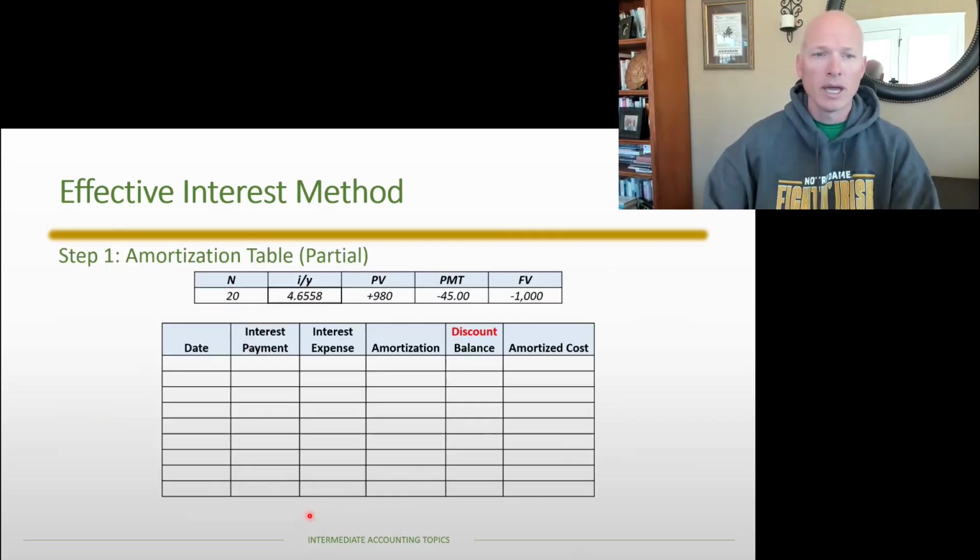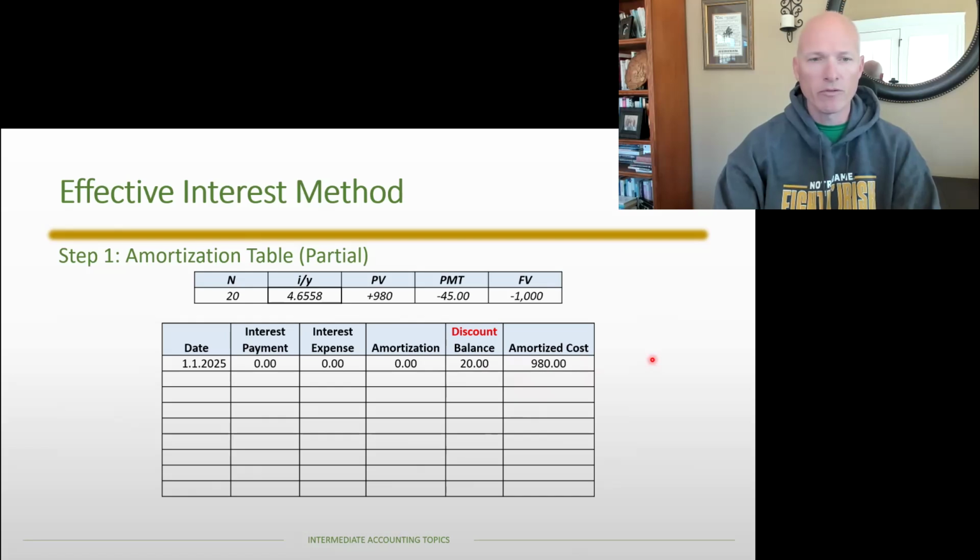And so when we look at our table, we take the information from our time value of money calculation. And we can see that basically initially we have an amortized cost of $980. And again, just to clarify what that means, it's the par value of $1,000 minus the discount balance. That gives us the amortized cost.